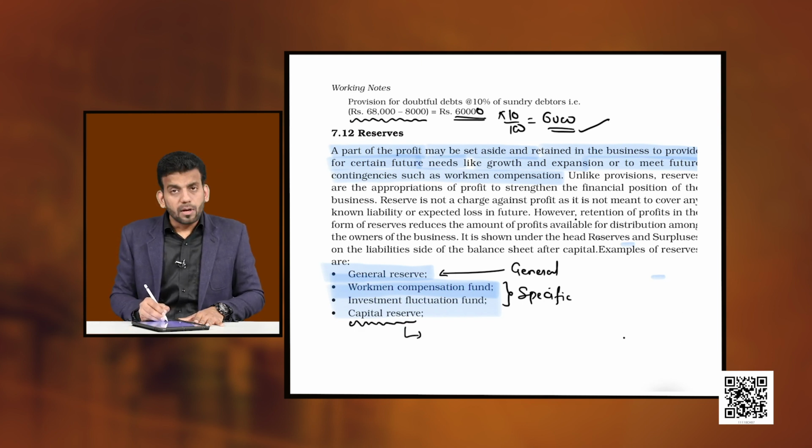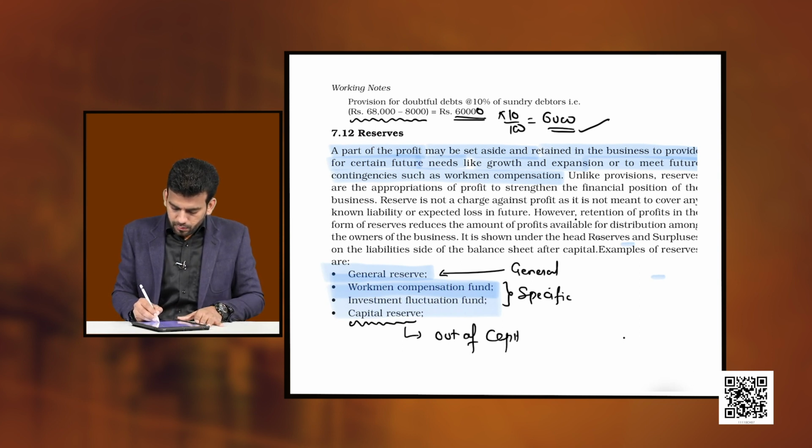These reserves are made out of capital profits. What are these capital profits? Capital profit means capital gains. Capital gains means gain arising out of non-core activities of business. That means selling land at a profit. This is not the core activity of business. When you sell land and you get a capital gain, it cannot be treated as a regular profit of the business. It is a capital gain.